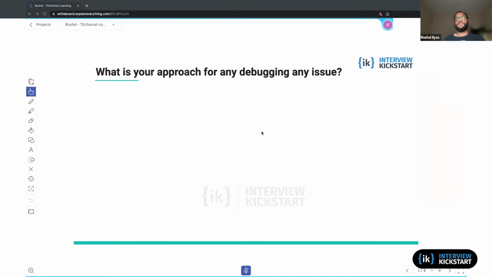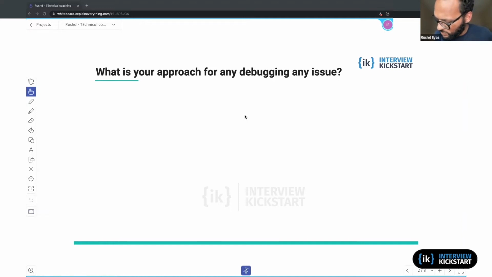So this one is again, like I said, very generic. It depends upon the system. It depends upon the application. Debugging an issue, the issue can happen anywhere. So usually the way I approach it is that the first thing I do is understand the system.